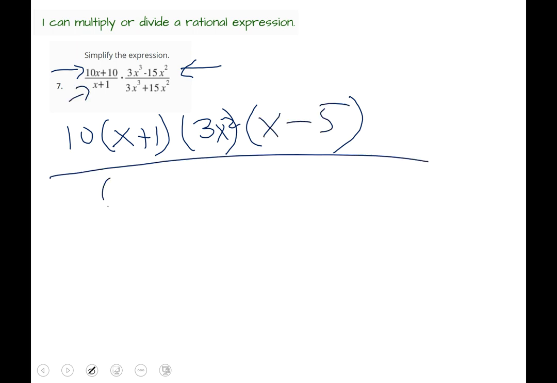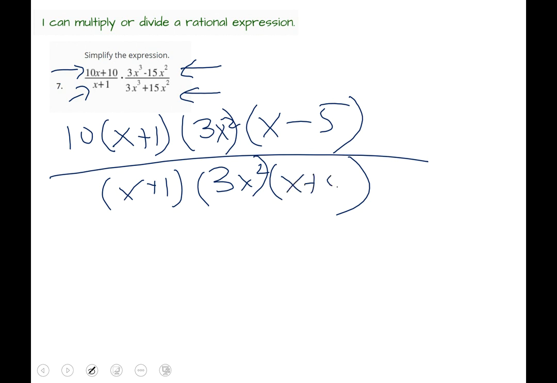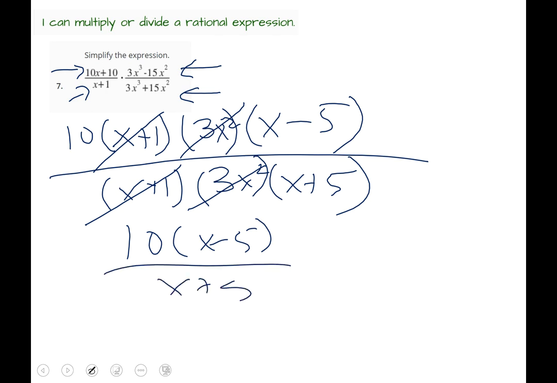The x plus 1 just gets to be x plus 1. And then I look here, and I see another greatest common factor of 3x squared. When I divide that out of there, I would get x plus 5. Now I'm going to see what cancels. The x plus 1s cancel. The x plus 3s cancel. So we're left with 10 times x minus 5 over x plus 5.